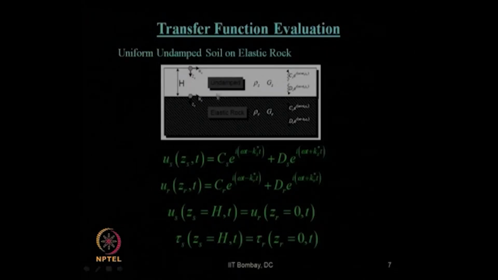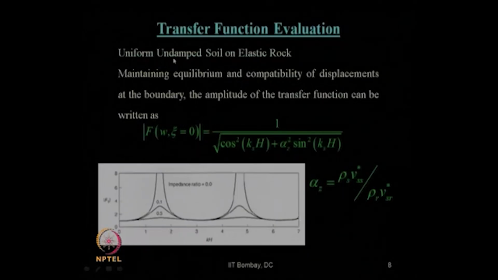Then we have talked about uniform undamped soil on an elastic rock. Earlier we talked about rigid rock, and then we came to consider the elastic rock, which is more practical. For that, we have seen that even though we do not consider the damping of the soil, that is the material damping or the viscous damping of the material, because of the non-zero impedance ratio between this elastic rock and the soil, you will get a non-infinite value of the transfer function at the particular value of kH. So, this is the expression for the transfer function when the specific impedance ratio between the soil layer and the rock layer is considered, that is considering the elastic rock.